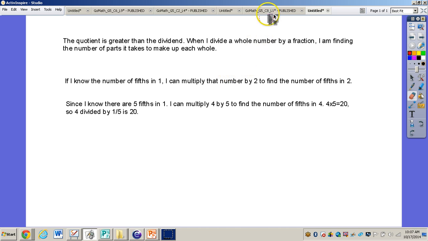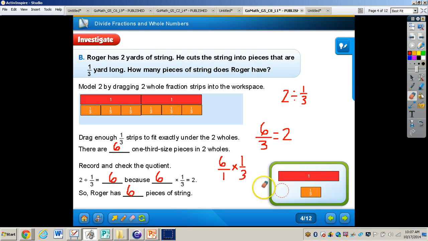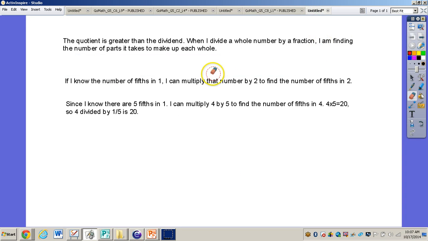For example, when we were looking at these problems here, we have 1/3. 3 of these 1/3 pieces equal 1 whole. 6 1/3 pieces equal 2 wholes. So whenever we are taking a look at fractions, we're trying to find out the number of parts it takes to make up each whole.